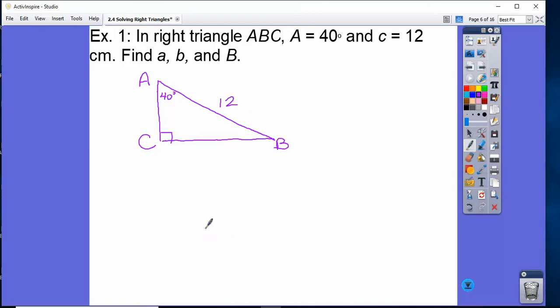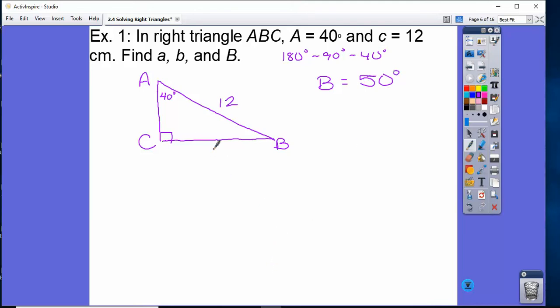So this is kind of something we've done before. How would I get angle B? It's probably the easiest calculation. Yeah, we know all 3 of these add up to 180, so you could do 180 minus the 90 and minus the 40. And what do you get? 50 degrees.